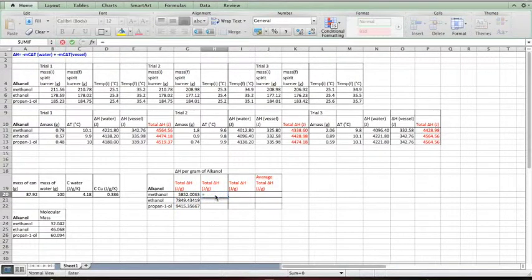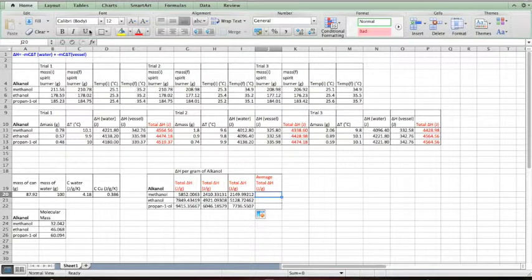We can do it for trial 2, so trial 2 is over here, so the total delta H over the change in mass of fuel. Okay, and trial 3, so we've got the total delta H divided by the mass of fuel burnt. Okay. Now, as you can see with these numbers, we've got a fairly broad range. So what we're going to do is average these.